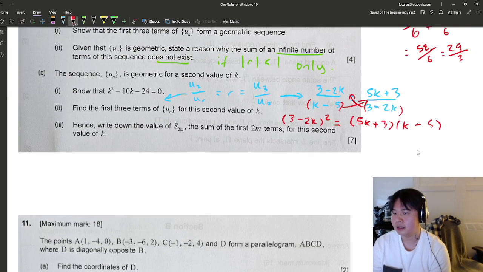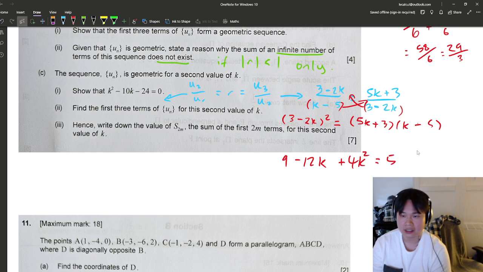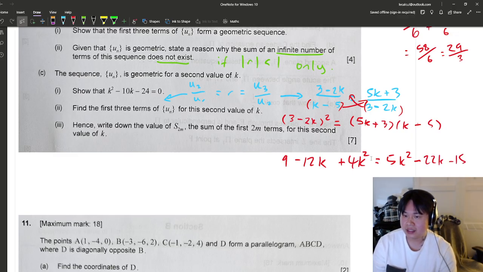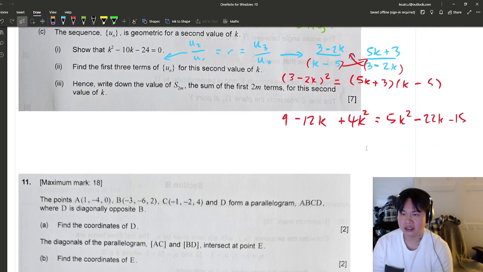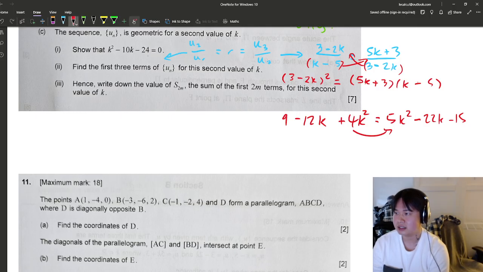Okay. Tedious. 9 minus 12k plus 4k squared equal to 5k squared minus 22k minus 15, I think. And then everything goes to the right side. You will get this if I did it properly.